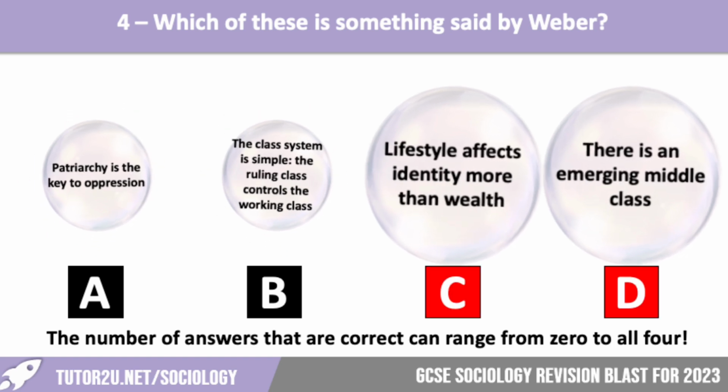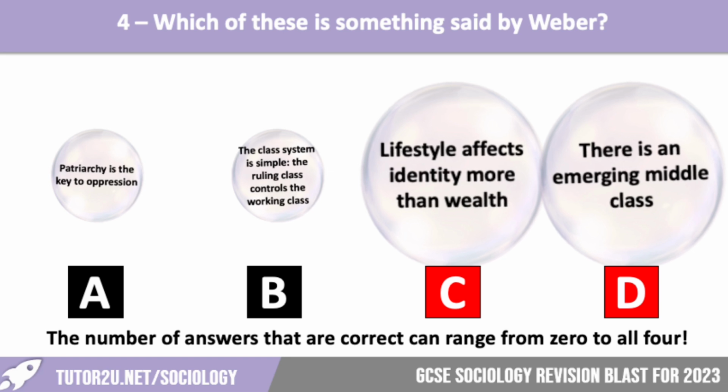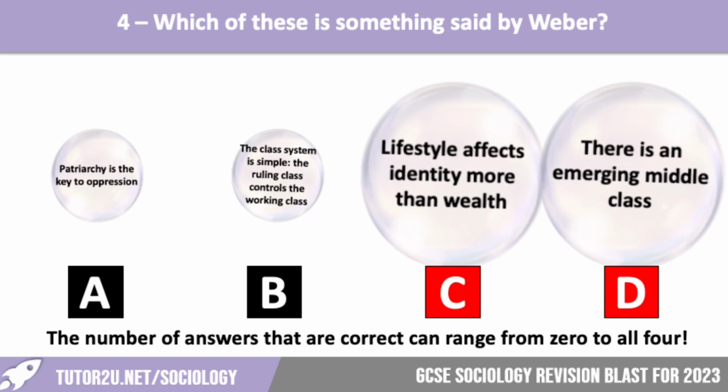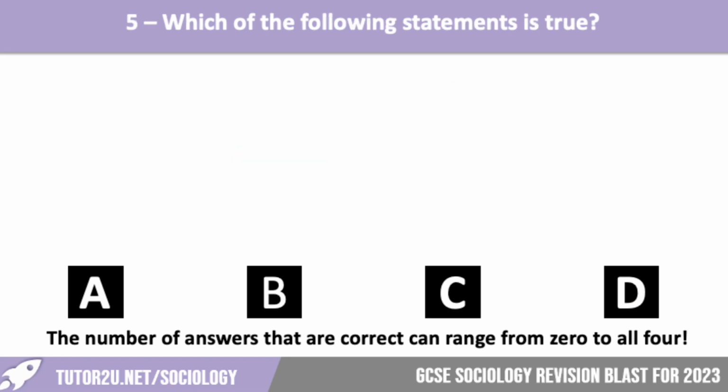Let's have a look. It is C and D. So lifestyle affects identity more than wealth, and there is an emerging middle class.